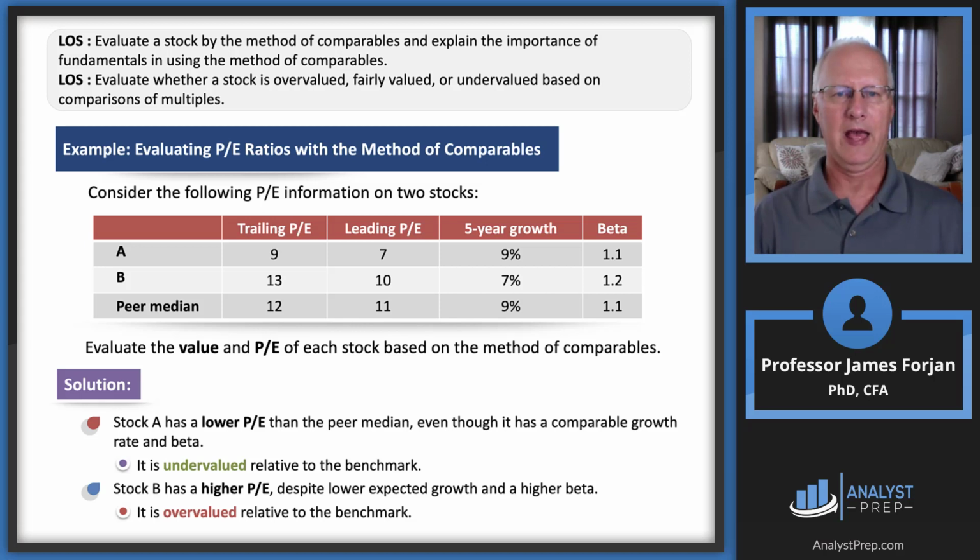Stock A has a lower PE than the peer median, right? So we've got 9 versus 12 and 7 versus 11, right? Even though it has the same beta, right? And the same growth rate, right? 9%, and 1.1 and 1.1. So this is probably enough indication to say this is undervalued. B, on the other hand, has a higher PE ratio despite having, oh my gosh, look, it has a lower growth rate, 7, right, versus 9, and then it has a higher beta, has greater systematic risk. So we probably don't like B. We want to say that's overvalued.